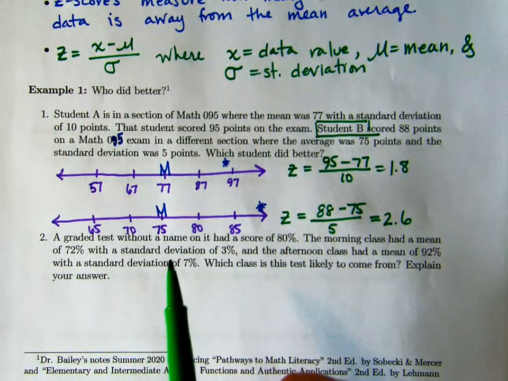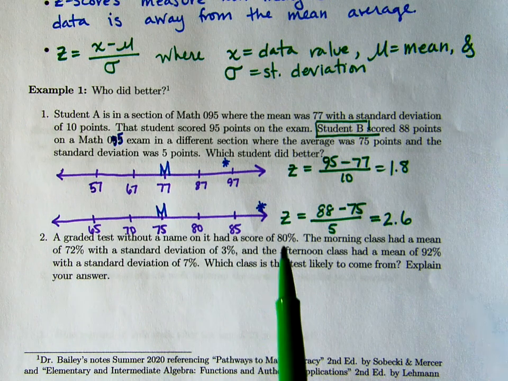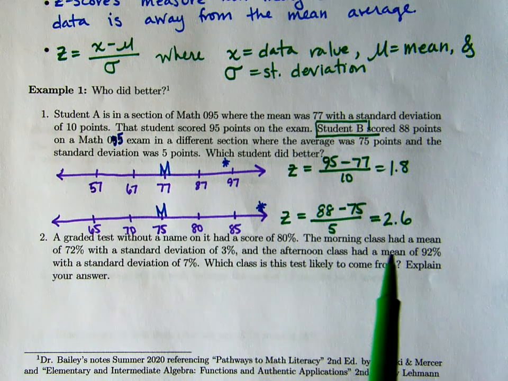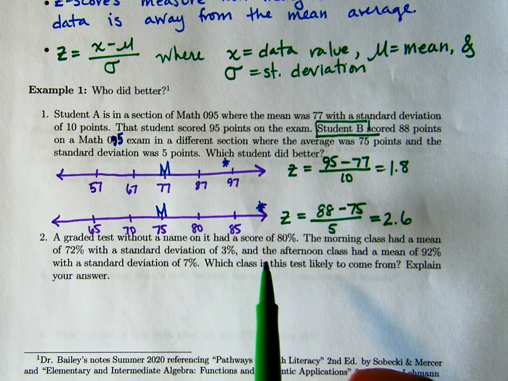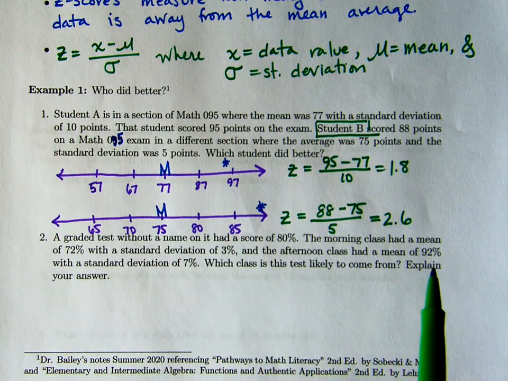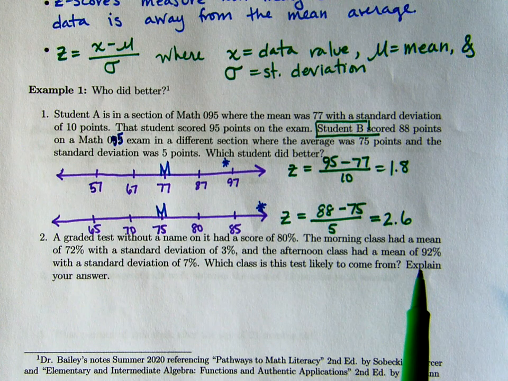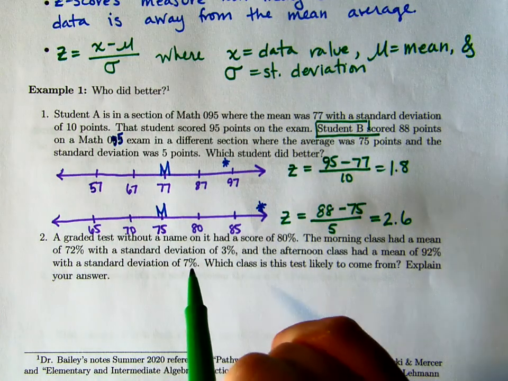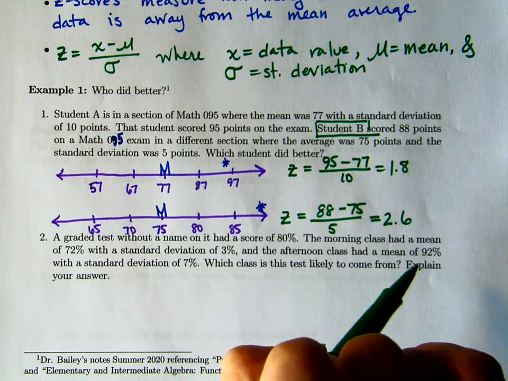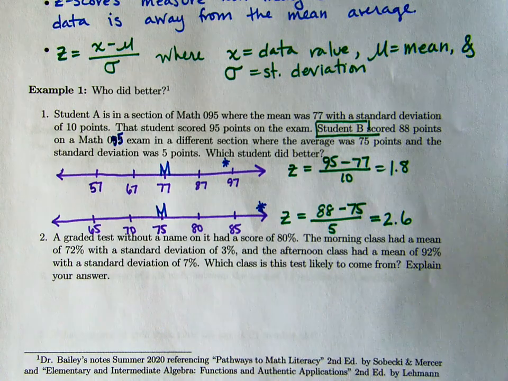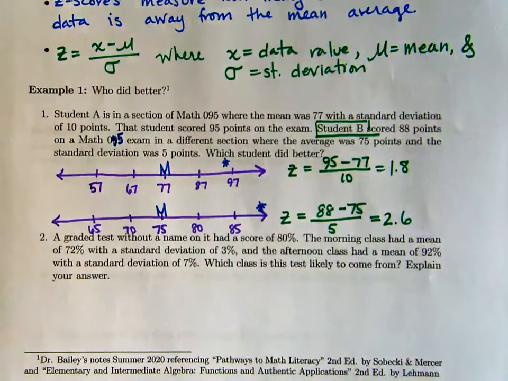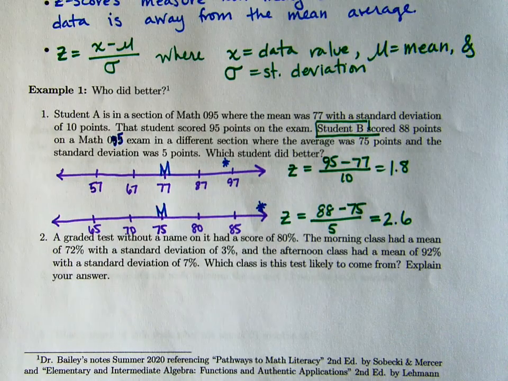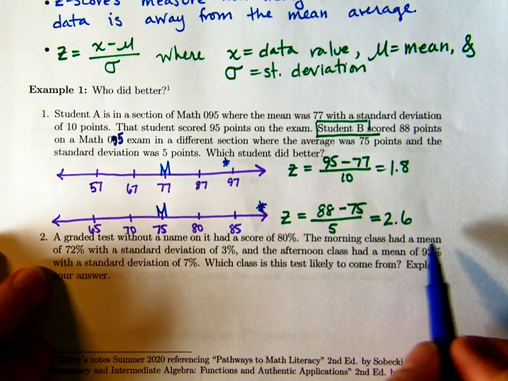A graded test without a name on it had a score of 80%. The morning class had a mean of 72 and standard deviation of 3. And the afternoon class had a mean average of 92. Jeez. And a standard deviation of 7. Whoa. That has red flags written all over it too, by the way. Which class is this likely to come from? Explain your answer. Okay, well, here we go.